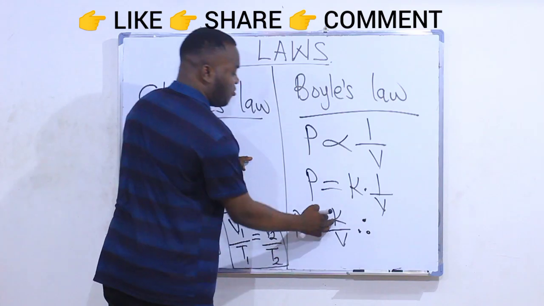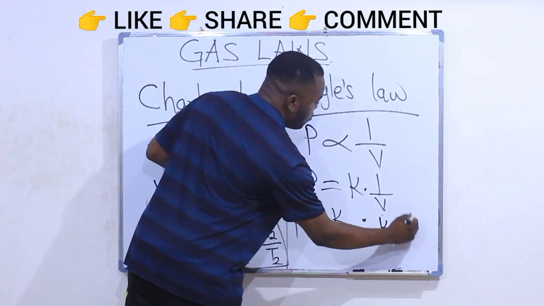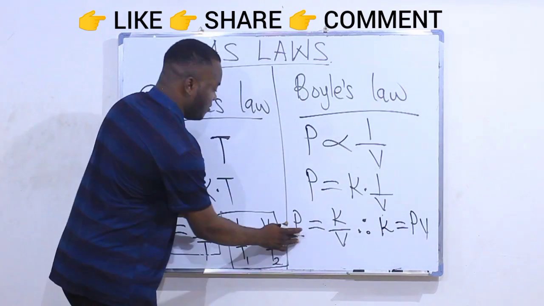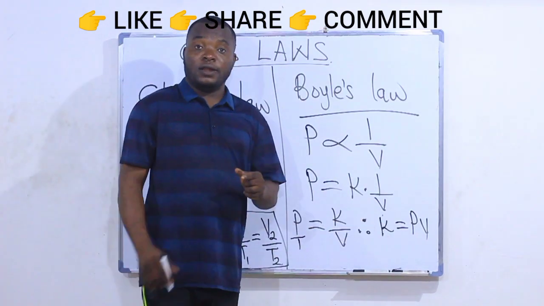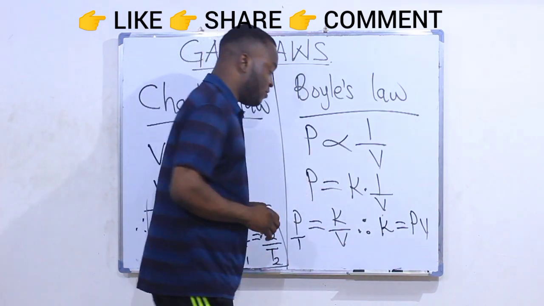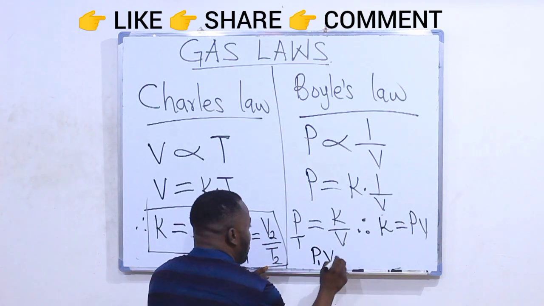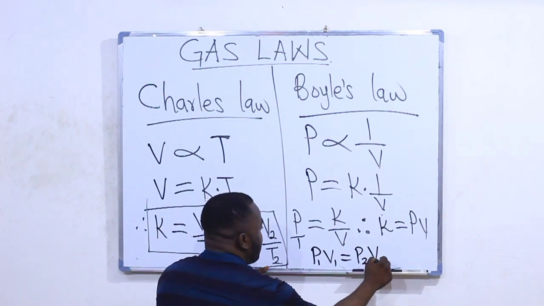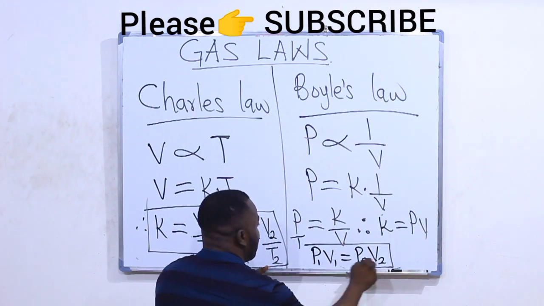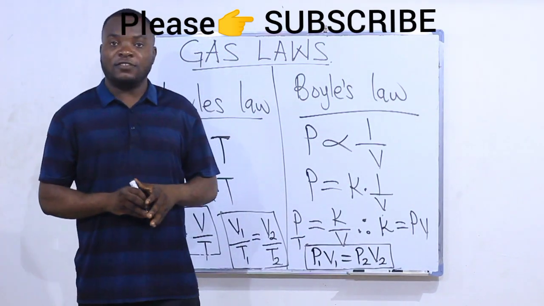Therefore, if I make K the subject of the formula, K is equal to PV. That is by cross multiplication. Now, comparing two stages, we have P1 multiplied by V1 is equal to P2 multiplied by V2. This is Boyle's law at constant temperature.